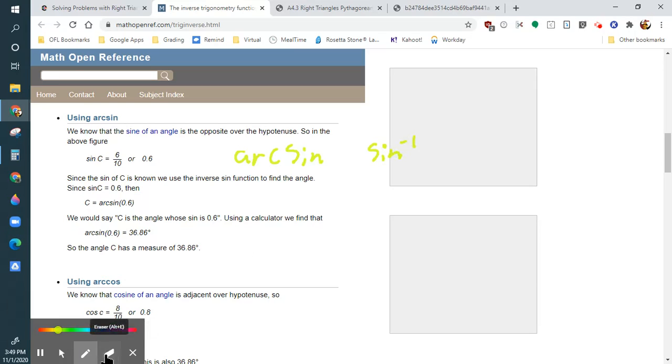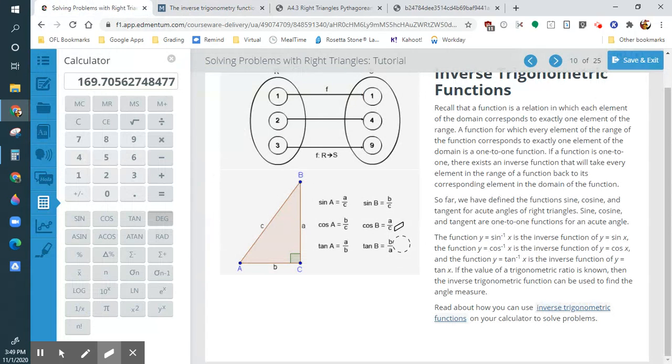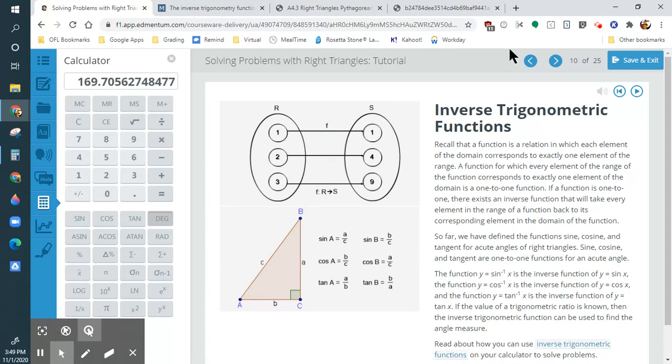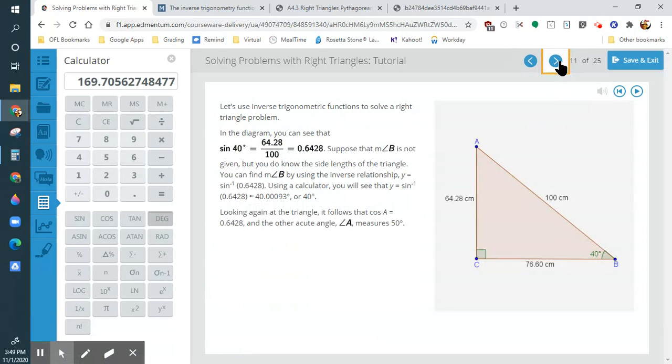So arc is an inverse. So that little -1 isn't an exponent. It's actually a symbol for inverse. All right, so let's get into the actual practice. So this right here, for example, when we use the sine, it gives us this decimal, which is a representation of this fraction right here. And using the inverse sine, it would actually spit out 40 degrees. This one has a lot of decimal places.